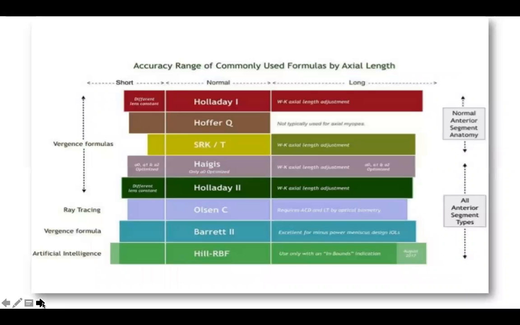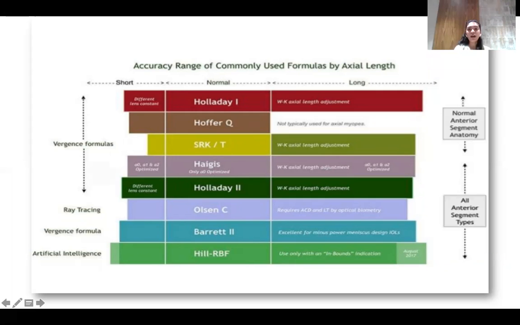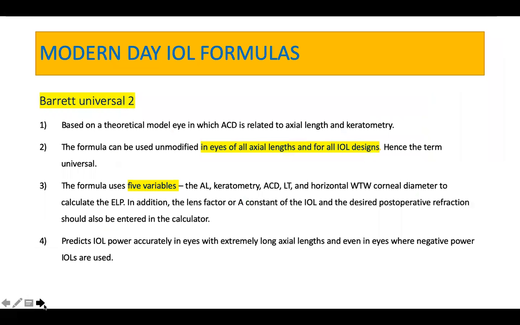So what conventional methods have taught us, what we used to previously do, is for shorter axial lengths, Hoffer Q is the preferred formula. For normal axial lengths, most of the formulas worked well. A Holladay 1 or an SRK/T was chosen. And for longer eyes, the SRK2 was considered important. However, in today's era, next slide, sir, the modern IOL formulas are the Barrett Universal 2.